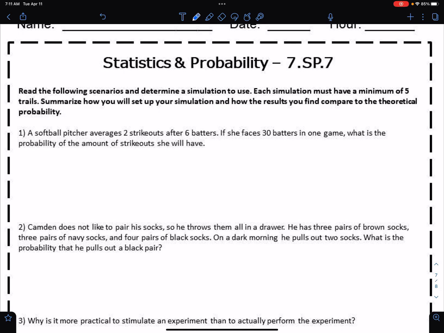So a softball pitcher averages 2 strikeouts after 6 batters. First we need to figure out what her probability of getting a strikeout is. So we put 2 strikeouts over 6 batters. I'm going to reduce that to 1 out of 3. That means one time out of every 3 batters, she will get a strikeout. Since she is facing 30 batters, one third of the time she's going to have a strikeout. So she will strike out 10 batters.